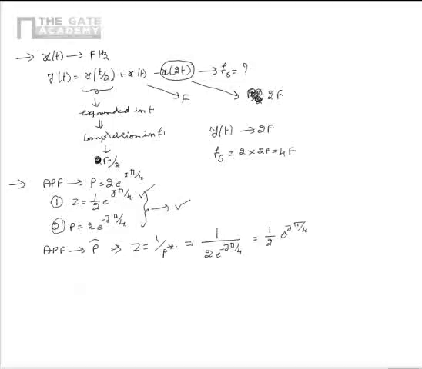Also, if there is a pole at p for an all pass filter, we can't comment anything about another pole p2, as it is not given if the all pass filter has a real impulse response. From this, we can't surely say if there is a pole at 2 into e power minus j pi by 4. From this, statement 2 is wrong. So out of the given two statements, statement 1 is correct and statement 2 is wrong.